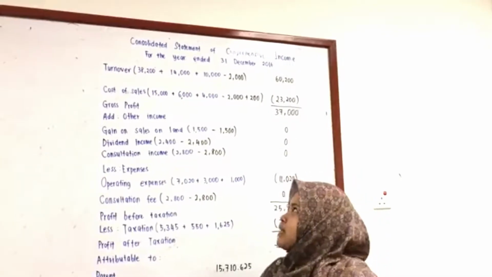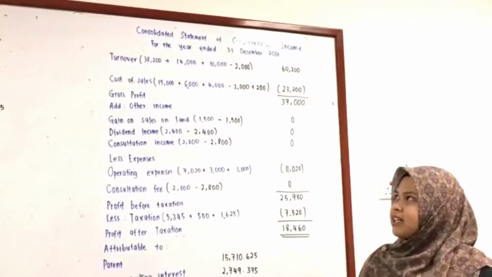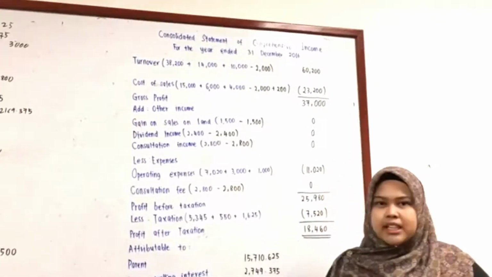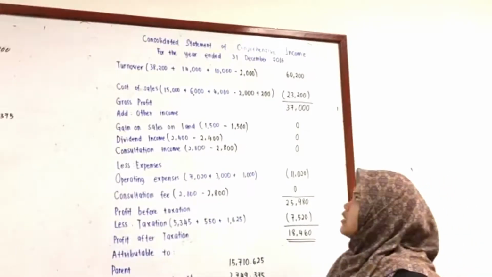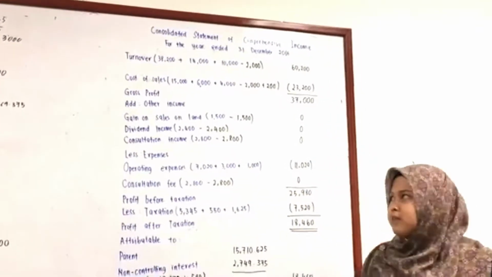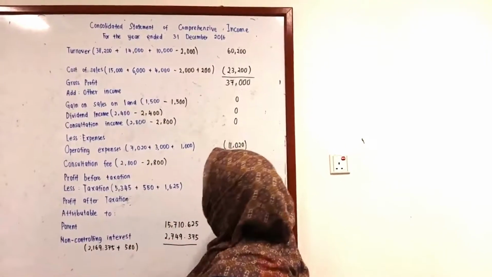So I'm going to explain about the consolidated statement of comprehensive income for Rilka Berhad. So first of all, we need to copy back the amount from the three companies from the statement of comprehensive income. Then we need to do some adjustment to it based on the journal entry that we have made before. So we're going to start with turnover.